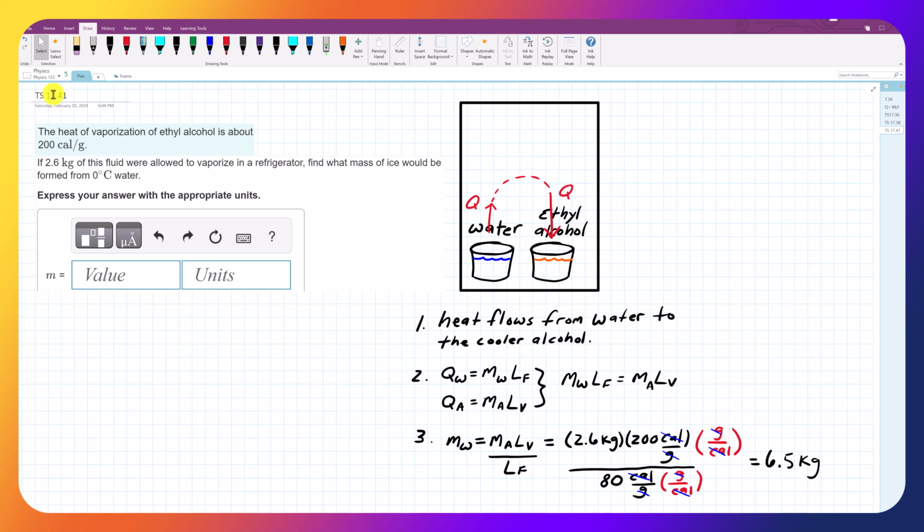Think and solve 1741. The heat of vaporization of ethyl alcohol is about 200 calories per gram. If 2.6 kilograms of this fluid were allowed to vaporize in a refrigerator, find what mass of ice would be formed from 0 degrees Celsius water.